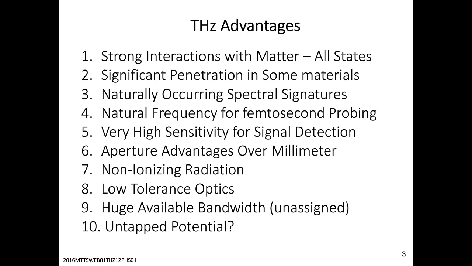It's got very high sensitivity for traditional signal detection because you can use techniques that come out of the microwave regime. So if you're familiar with heterodyne or radio frequency detection techniques, you'll know that you can get very high signal-to-noise, back to over 100 dB of dynamic range in some cases, and those same techniques apply in the terahertz band. So you can have extremely good sensitivity with very wide dynamic range for your detectors. There are aperture advantages if you compare directly to millimeter wavelengths.